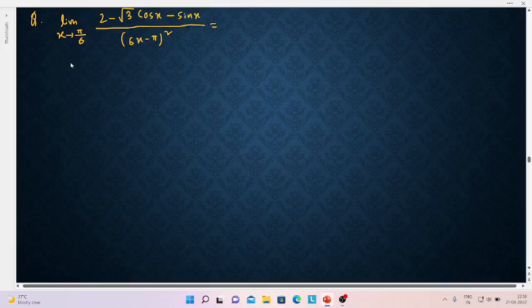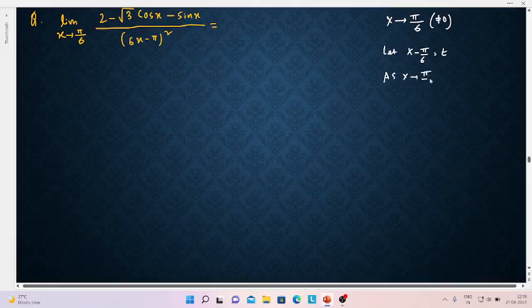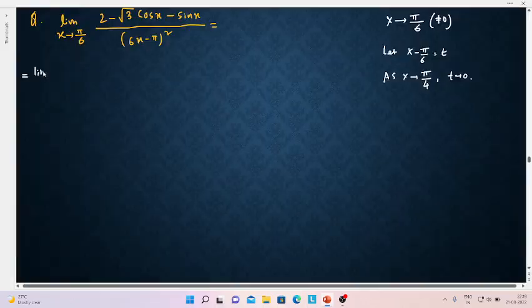Okay, so basically here we can see that x tends to pi over 6, right? And pi over 6 is a non-zero value, right? Since pi over 6 is a non-zero value, let x minus pi over 6 equal t, right? So as x tends to pi by 6, where does t tend to? t should tend to 0, right? So let me change that particular limit in terms of t, right? So it will become limit t tends to 0.